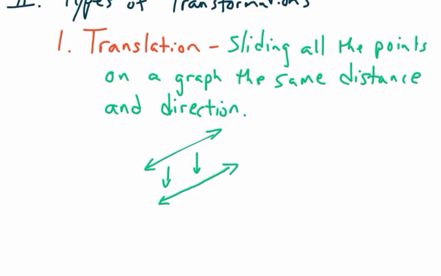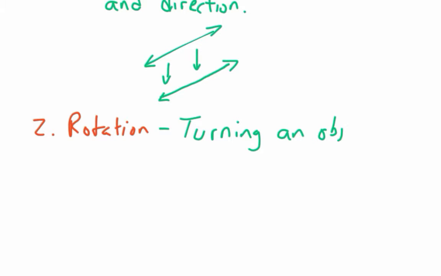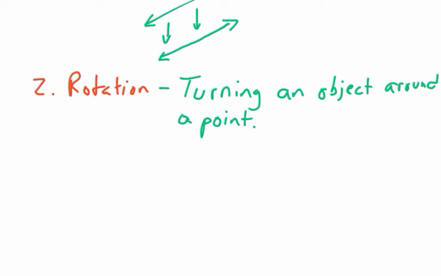Okay, my second type is going to be a rotation. So number 2, rotation. Rotation is turning an object around a point. Often for starting out, the point is going to be the origin, just because it's a lot easier equation-wise for that. So for that, you could have maybe like, here's my original.